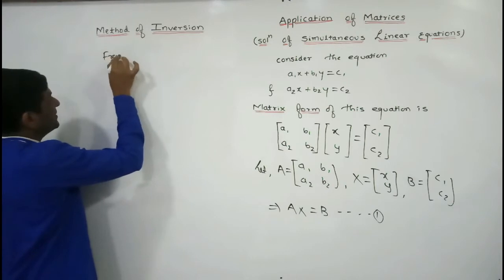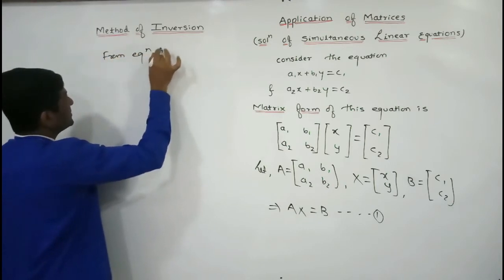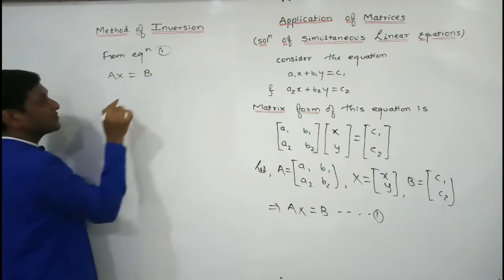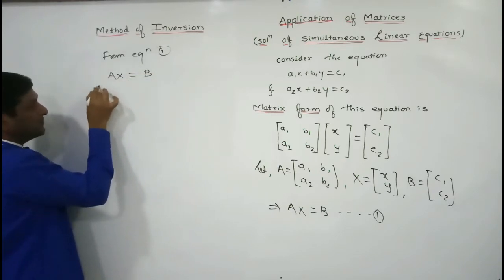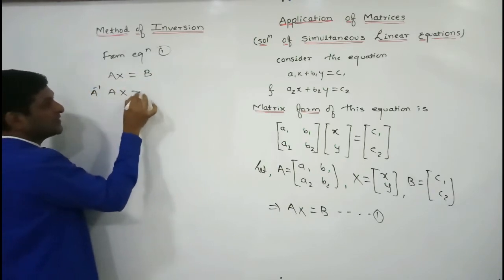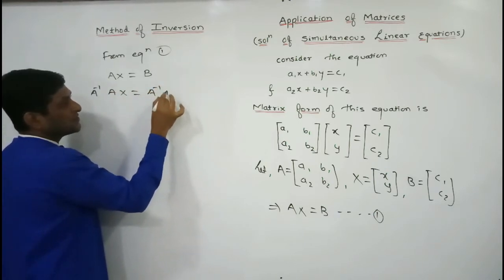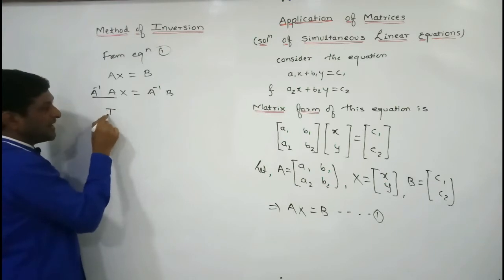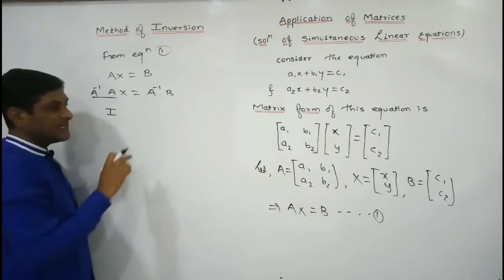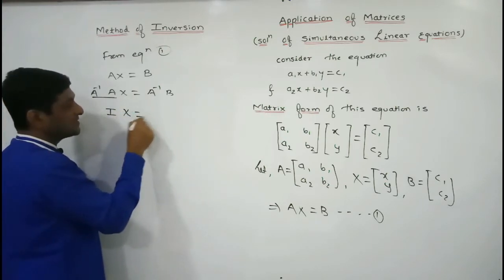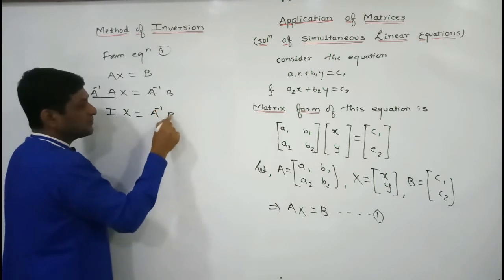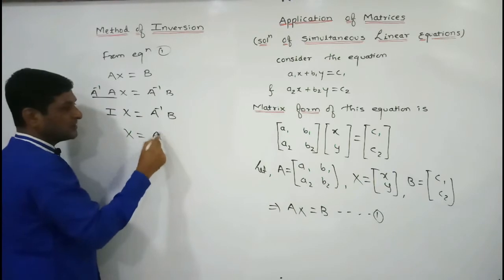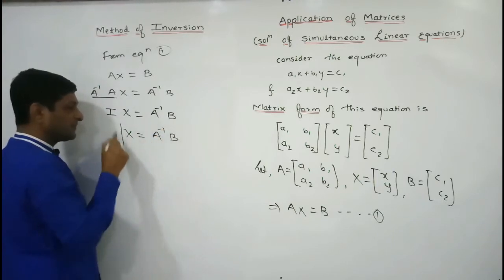So from equation number first. What is equation first? Ax is equal to B. So multiply both sides by A inverse. So A inverse into Ax is equal to A inverse into B. On this side, A inverse into A will be equal to what? Identity. We know that A inverse into A is identity. Keep this x as it is. On this side, A inverse into B, keep it as it is. Identity into x will be equal to x, and on this side, A inverse into B.